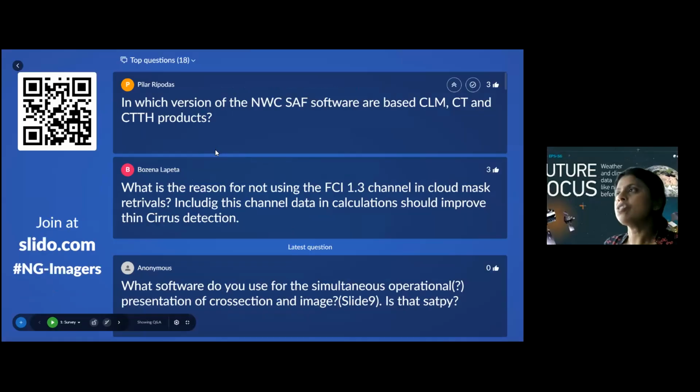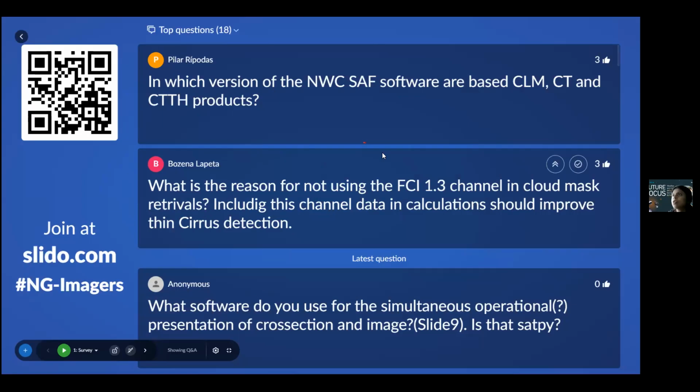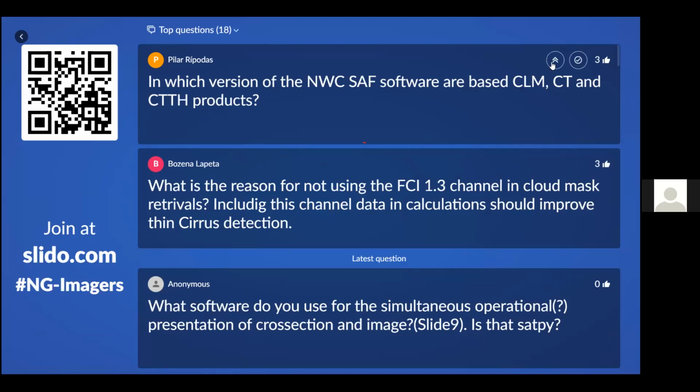Okay, in which version of the now custom software-based Cloud Mask, Cloud Top, and Cloud Top High products? The version is the 2012 version.